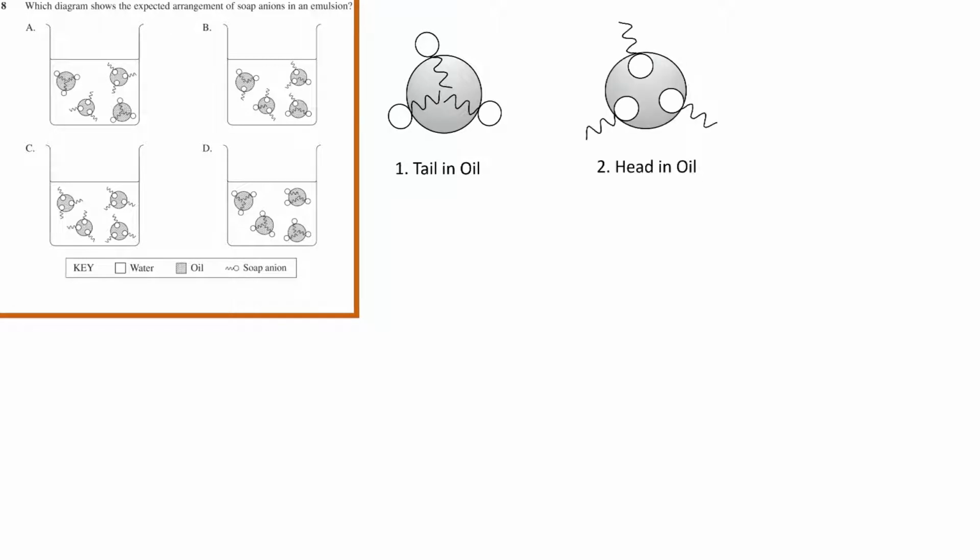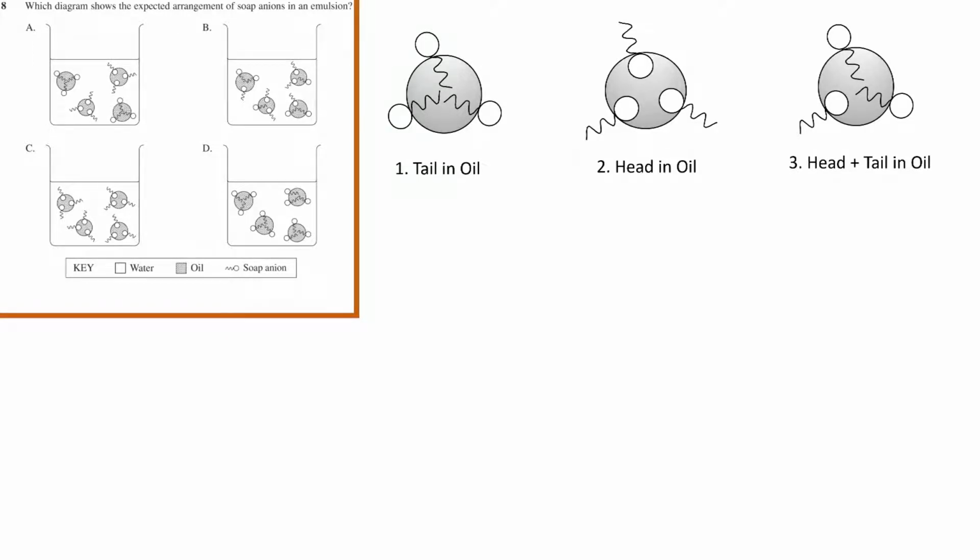Keeping the options of the question to the side, we'll take a closer look at what the diagrams are showing us. Basically, there are 3 different arrangements of soap anions interacting with oil droplets in the surrounding water. 1, the tails of all the soap anions in the oil. 2, the heads of all the soap anions in the oil. And 3, a random assortment of tails and heads in the oil.